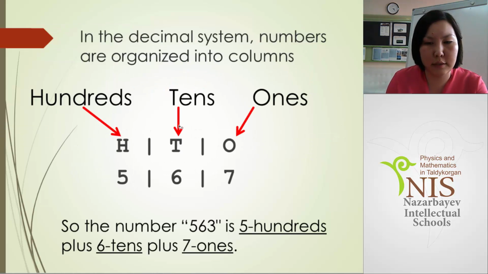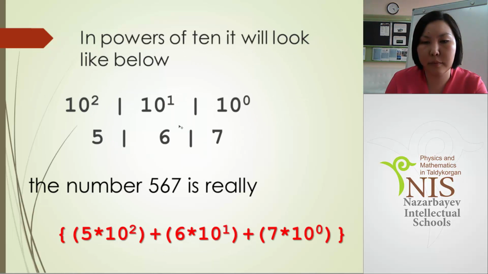In the decimal system, numbers are organized into columns: hundreds, tens, ones. So the number 563 is 5 hundreds plus 6 tens plus 3 ones. In power of 10, it will look like below. 5 multiplied by 10 in power of 2 plus 6 multiplied by 10 in power of 1 plus 3 multiplied by 10 in power of 0.